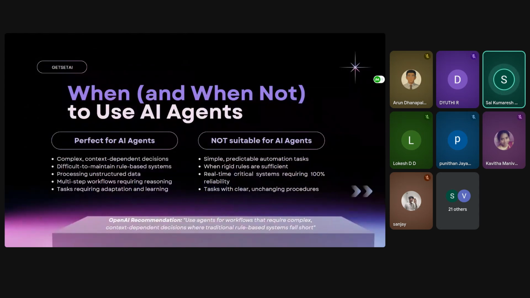It's difficult to maintain rule-based systems. Primarily, most of the automations that we see on the internet can be done through simple if else and switch case statements. For those things, we need not go for AI agents. We can do it directly with the code.